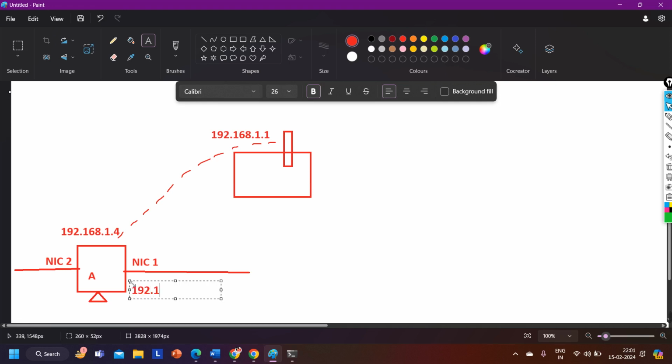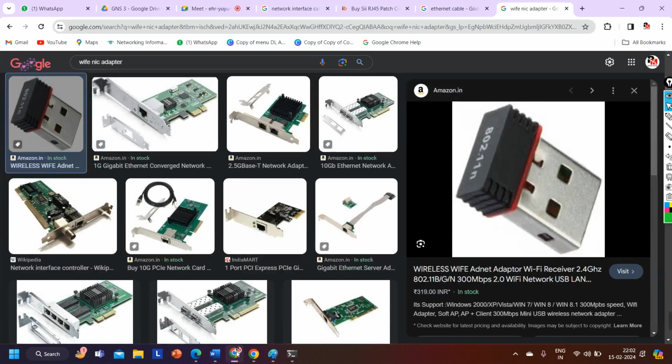Here I cannot configure 192.168.1.5. I have to configure a different subnet like 2.1. Here I can configure 3.1. Don't worry, this is part of IP addressing. If anyone is not getting it, don't worry. Like this, two NIC ports cannot have the same IP address from the same subnet. Clear? Is it clear?